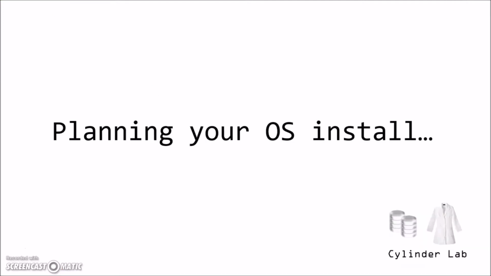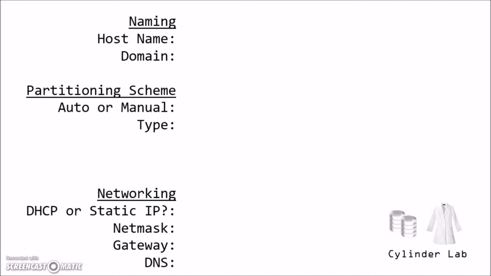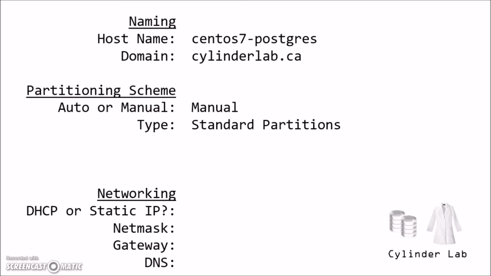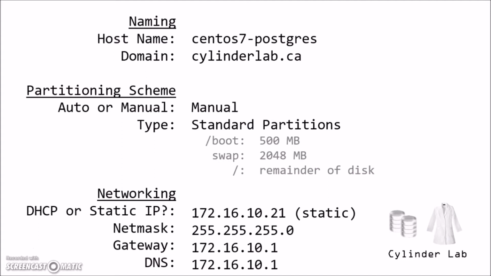Time to plan our operating system install. Here are some questions we're going to answer. We're going to be naming our host CentOS 7 Postgres. For partitioning scheme, we're going to be doing manual using standard partitions with this layout. And here's our networking information.